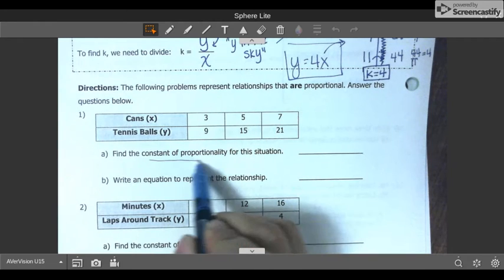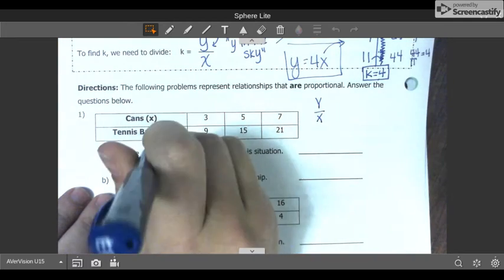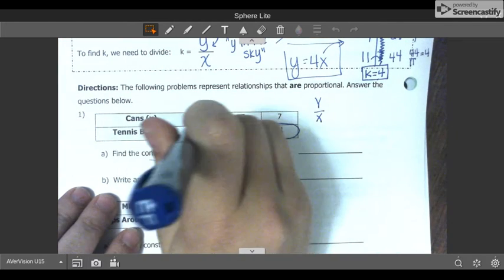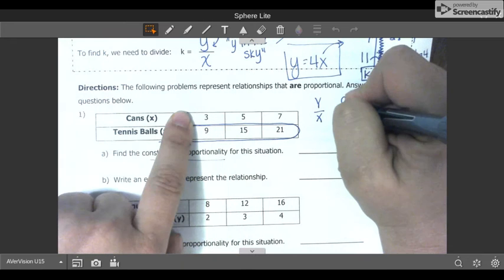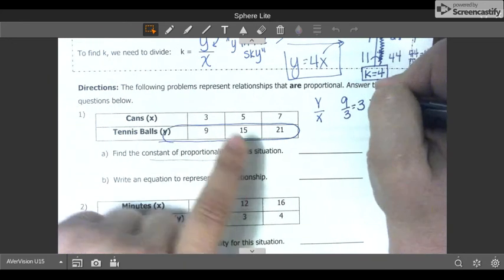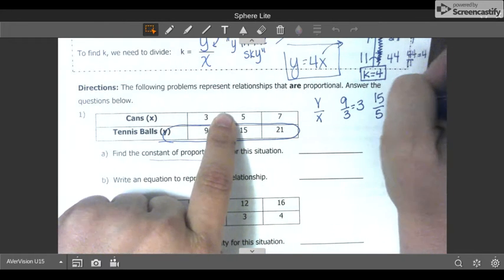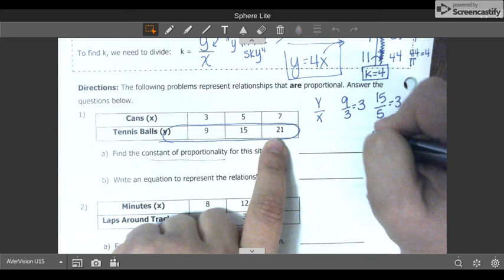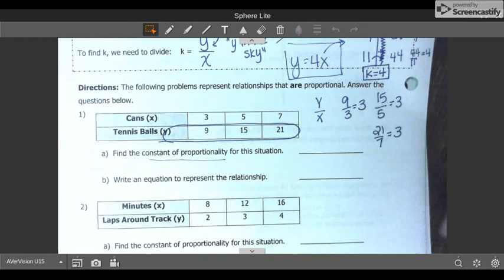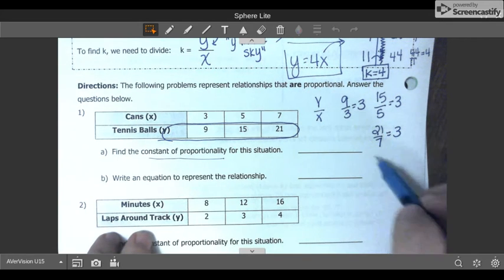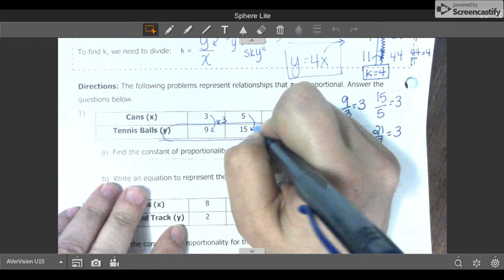To find the constant of proportionality, we do y divided by x. So let's look at my y values. My first y value is 9. So 9 divided by 3 is 3. Next, 15 divided by 5 is 3. Next, 21 divided by 7 is 3. And this is the work that you need to show. So what this work says is that to get from x to y, I multiplied by 3.